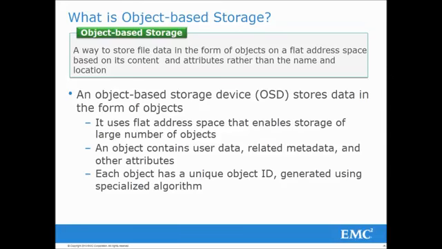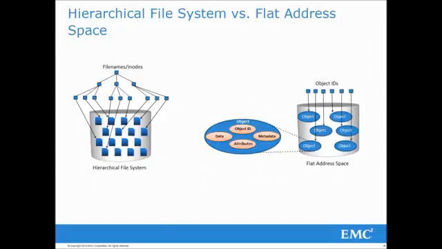Hierarchical file system versus flat address space. The slide shows how data is organized in an hierarchical file system and a flat address space. A hierarchical file system organizes data in the form of files and directories. Object-based storage uses flat address space, wherein each object has a unique object ID and contains the data, metadata, and other attributes.